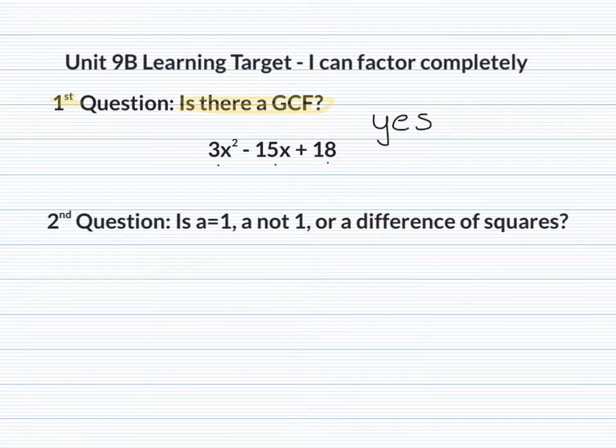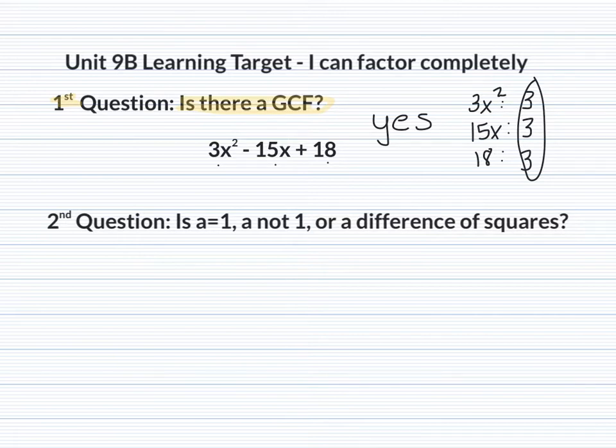If you can't see it, remember you can go back to our standby of 3x squared, list the factors, 15x, list the factors, 18 and list the factors. I can see that in all of them, all lists would have a 3 in it. So yes, our greatest common factor is 3.